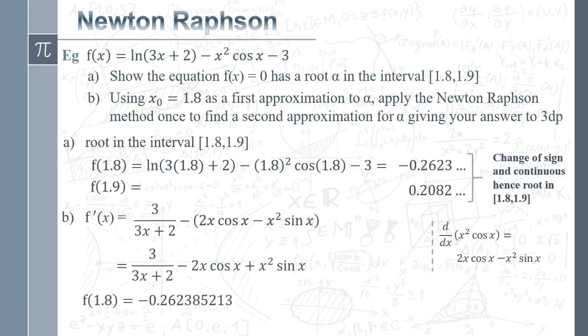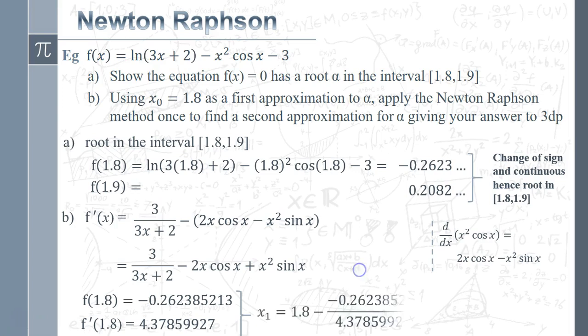Right, we've now got f of 1.8 is 0.26. We already had that from over here. That's already been done as part of our change of sign. f dash of 1.8, let's put our value of 1.8 into that expression there. And we get that value there. So now let's put that together in our Newton-Raphson formula. There it is, and then it's just a case of plugging it all into the calculator, and we end up with our first approximation is 1.860.